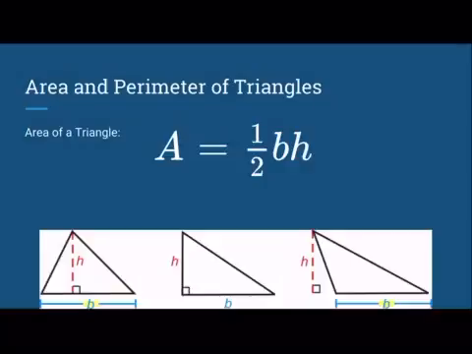And all three of these examples are different ways that you can see a triangle. We could have our height on the inside. It could be on one of the sides, like a right triangle. Or it could also be outside in our obtuse triangles.